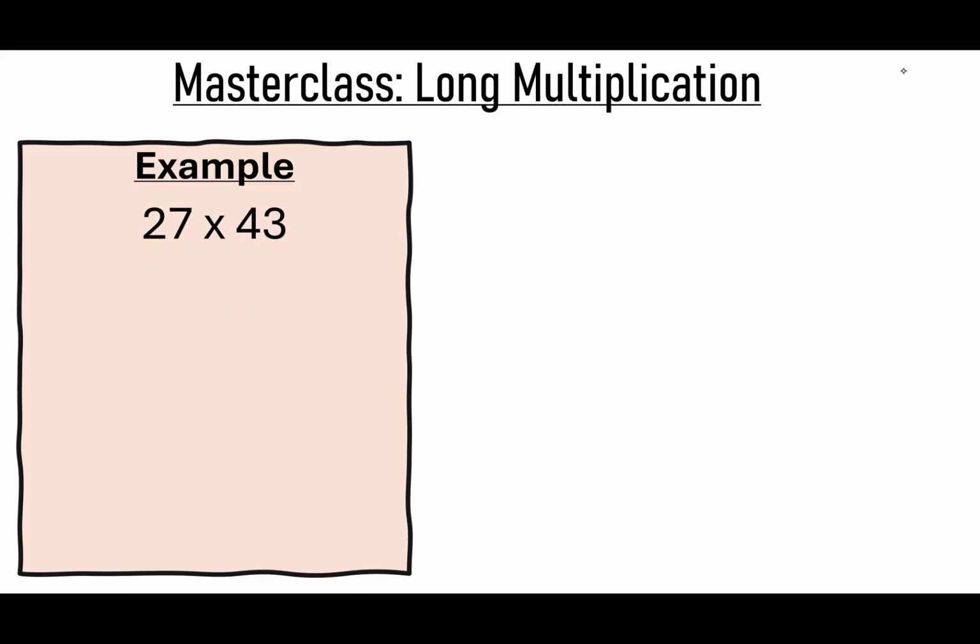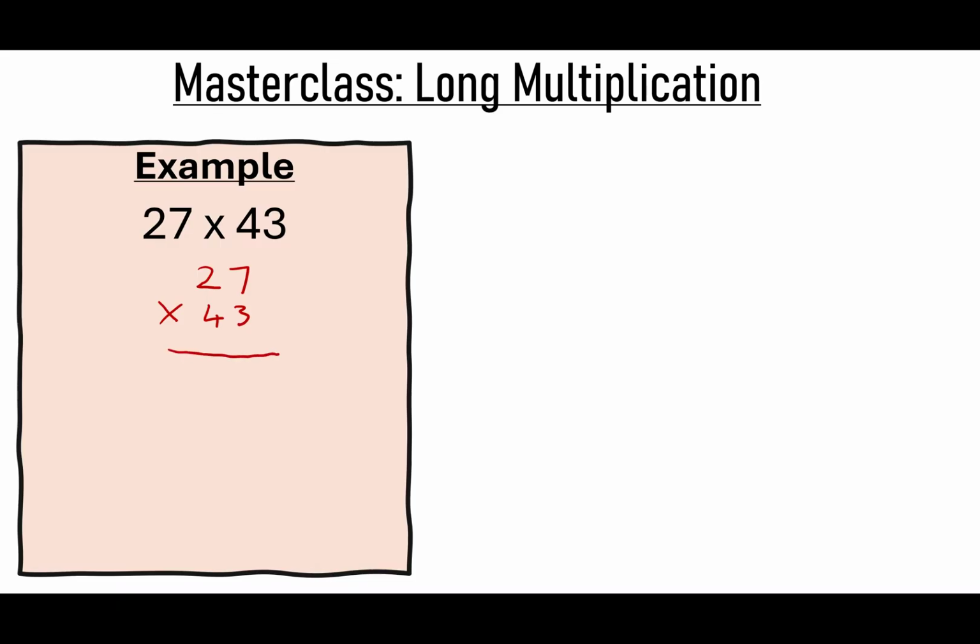All right, so we're going to do some long multiplication, two digit by two digit. The important thing here is to make sure that when you're setting it up using the column method, the columns line up. So the tens go above the tens and the ones go above the ones, okay?